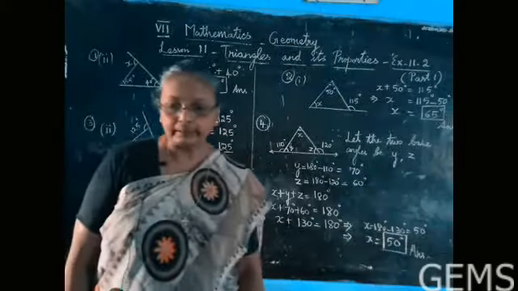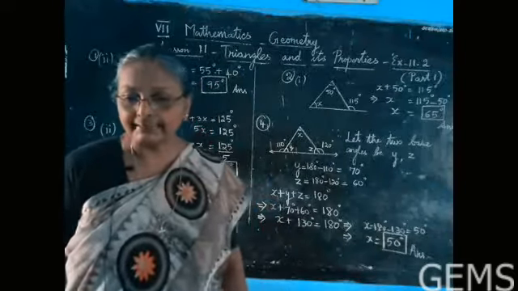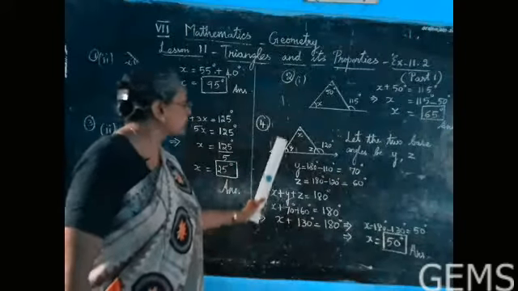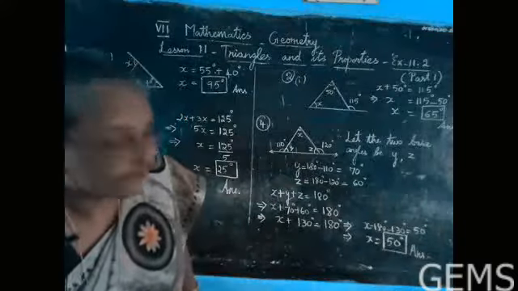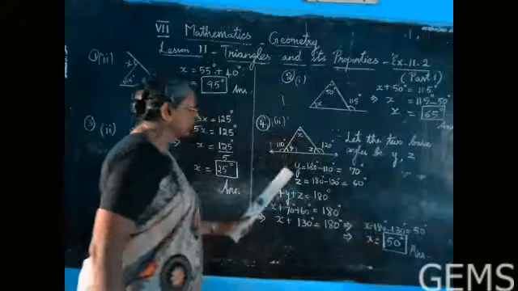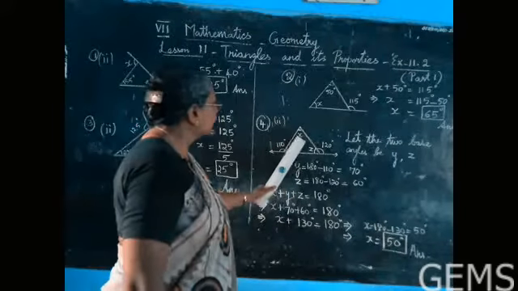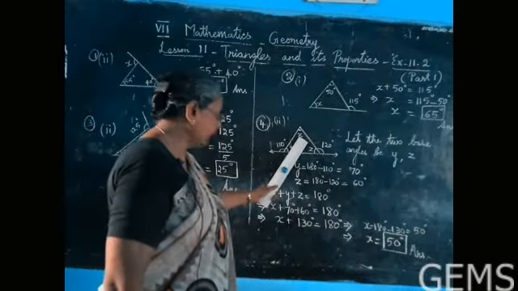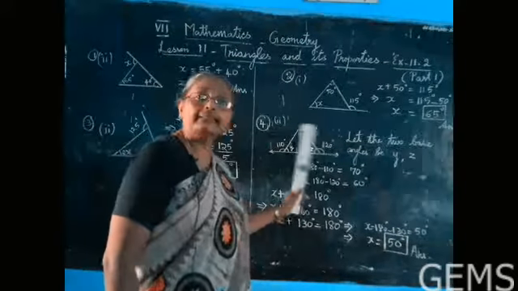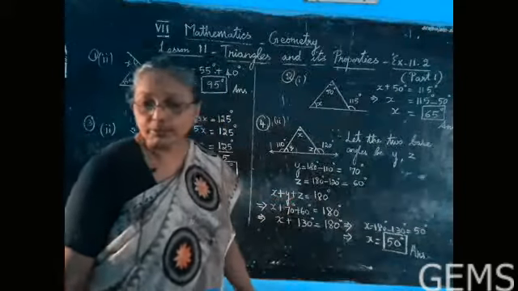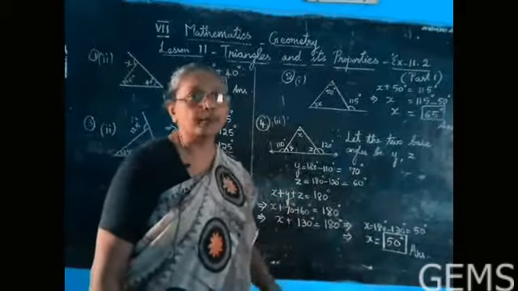You can see the fourth sum. Find the value of unknown x in each of the following diagrams. There we will take the second subdivision. Second subdivision you can see in this fourth sum. What is the figure given here? Here you can see x is given as an interior angle and two exterior angles are given. One is 110 degrees and another one is 120 degrees. That is what is given in your book.